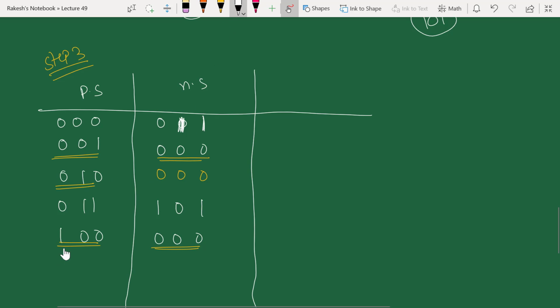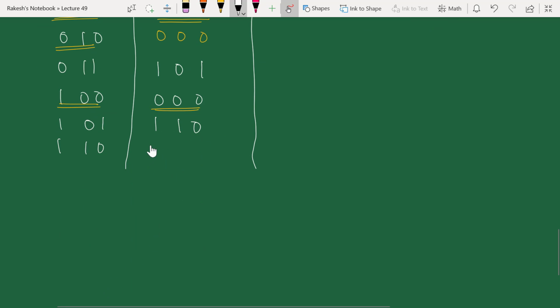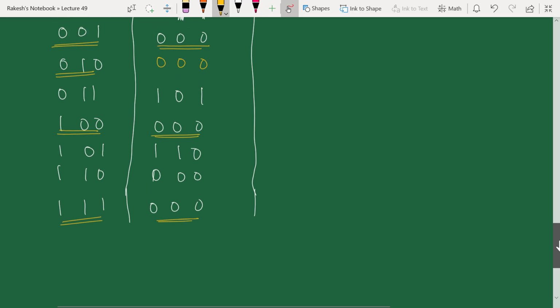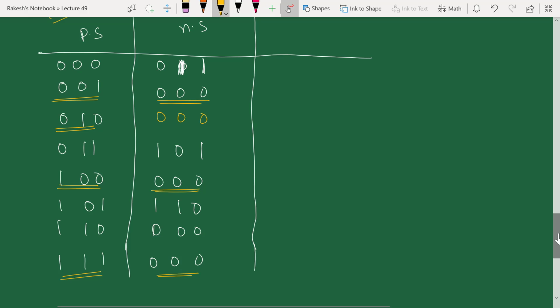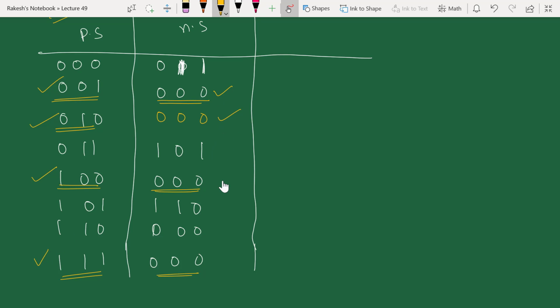Then if it is 1 0 1, it's supposed to go to 1 1 0. If it is 1 1 0, it's supposed to go to all zeros, so 6 to 0. If it is 7, it's supposed to go to all zeros because this is again an invalid output state. If you observe carefully here, this is one invalid state, 2, 3 and 4 invalid states. For that you clearly define the next state will be 0 0 0.